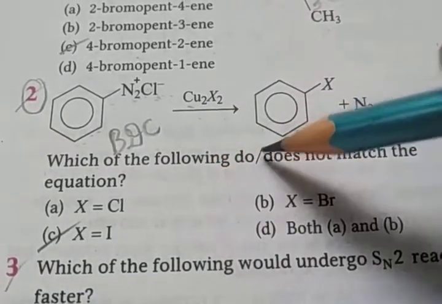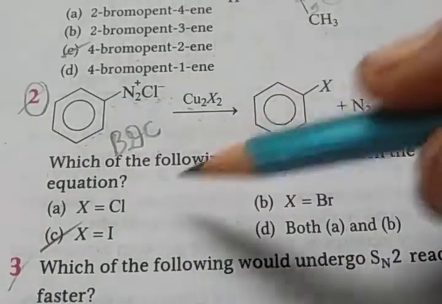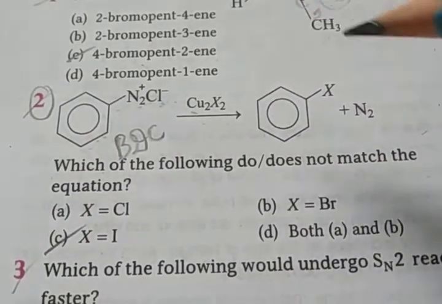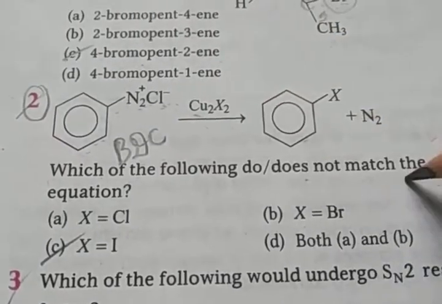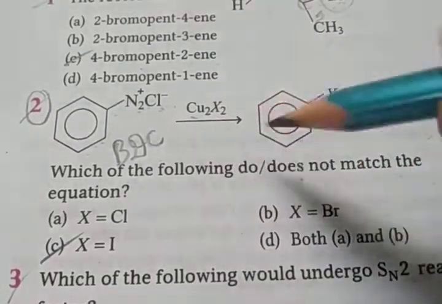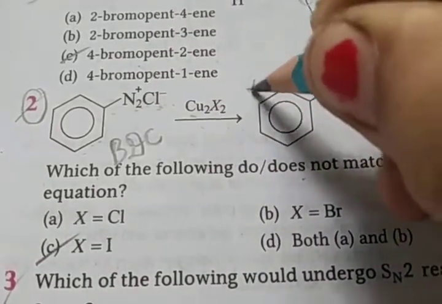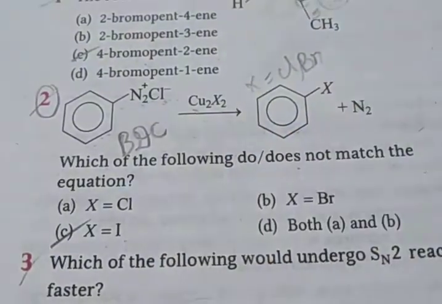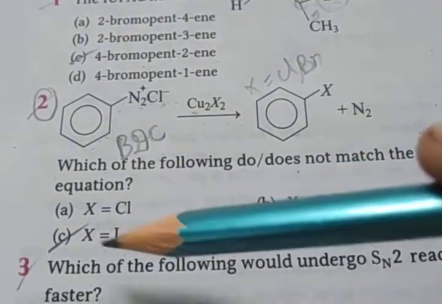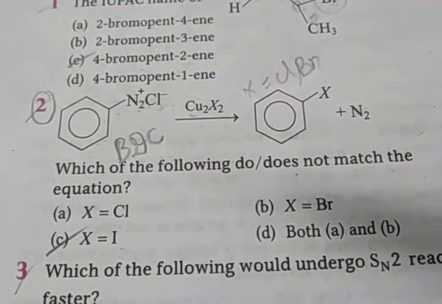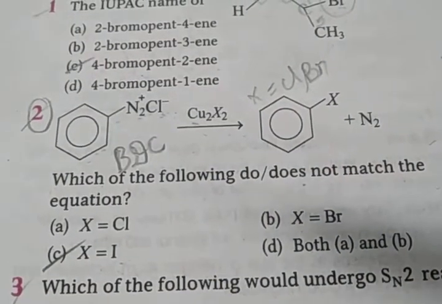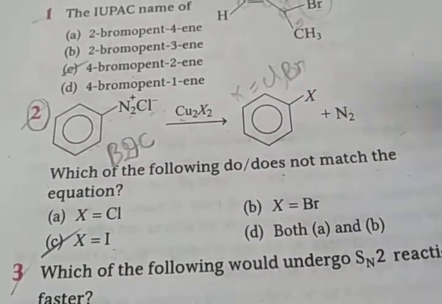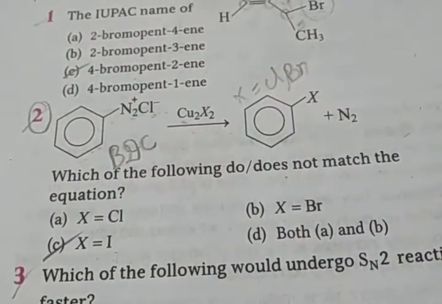But which of the following does not match the equation? That means in this reaction X is only Cl and Br, so it does not match for iodine. So X is equal to I. Clear? Because this equation only follows for halogens Cl and Br, not for iodine.